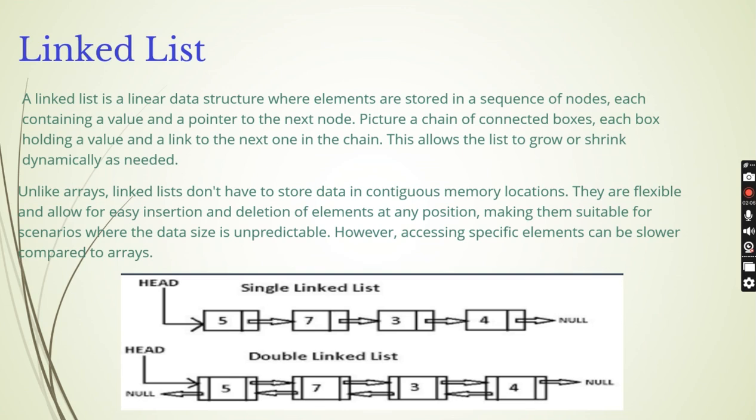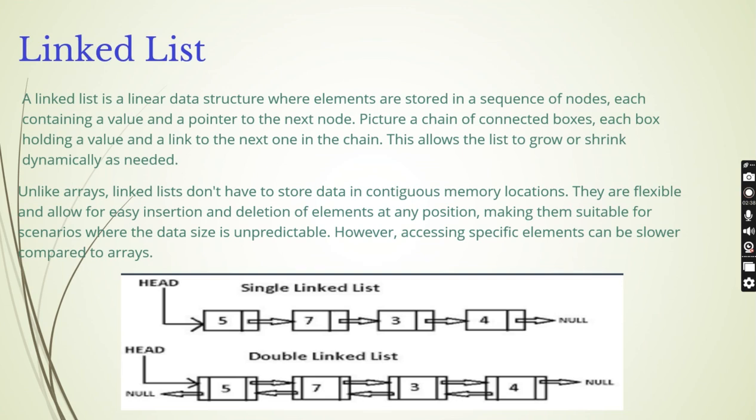Unlike arrays, linked lists don't have to store data in contiguous memory locations. They are very flexible and also allow easy insertion and deletion of elements at any location or position, making them suitable for scenarios where the data size is unpredictable. However, accessing an element can be slower compared to arrays.